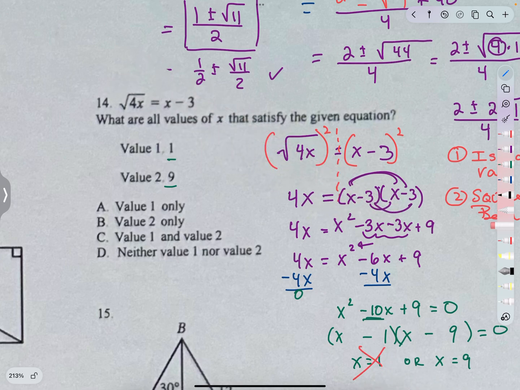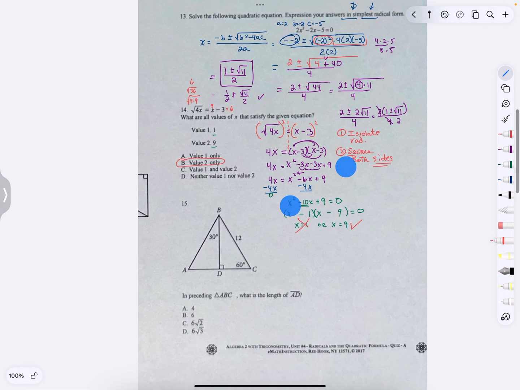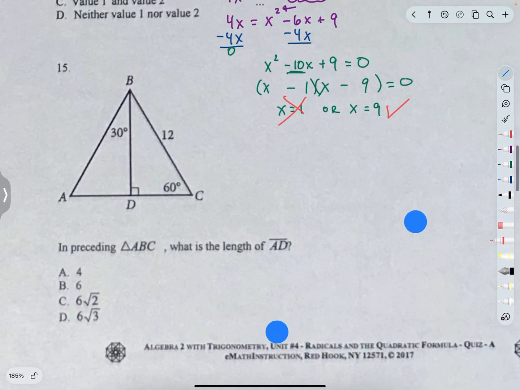Now I'm going to try the 9 in there. So if I put a 9 in, it'd be 4 times 9, square root of 36. I get a 6 on the left. If I put a 9 in over here, 9 minus 3 is 6. It checks. And so value 2 only works. Only the 9. Neither value 1. Yeah, that's the only answer that makes sense.